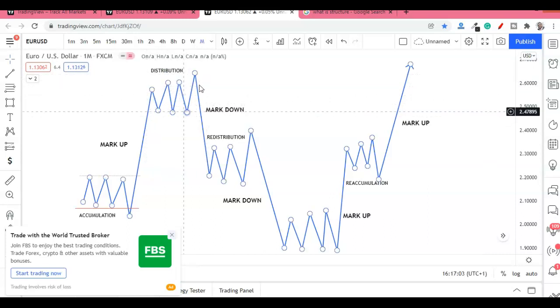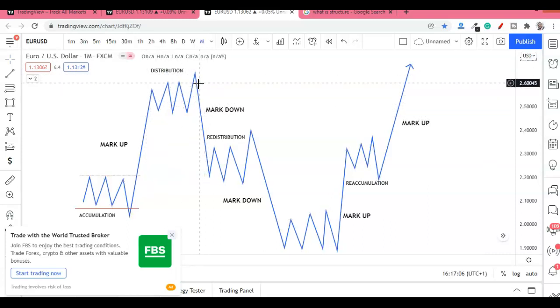Distribution is also a consolidation or a sideways movement of the market. And what does it do? It manipulates the highs and breaks structure to the downside. Now in between the markup and the markdown, there are series of redistribution and series of what? Reaccumulation.